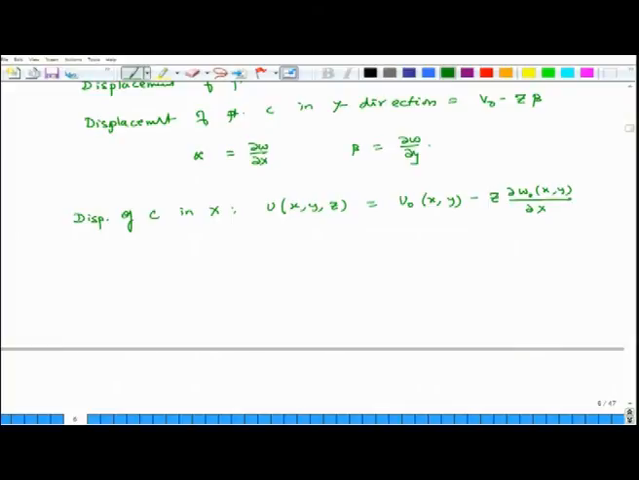Okay. Similarly, displacement of c in y direction is v, and it changes from point to point, and it also depends on z, and this is equal to v naught, which is the midplane displacement at that coordinate x, y, but it does not depend on z because it is already at midplane, minus z times del w(x, y) over del y.